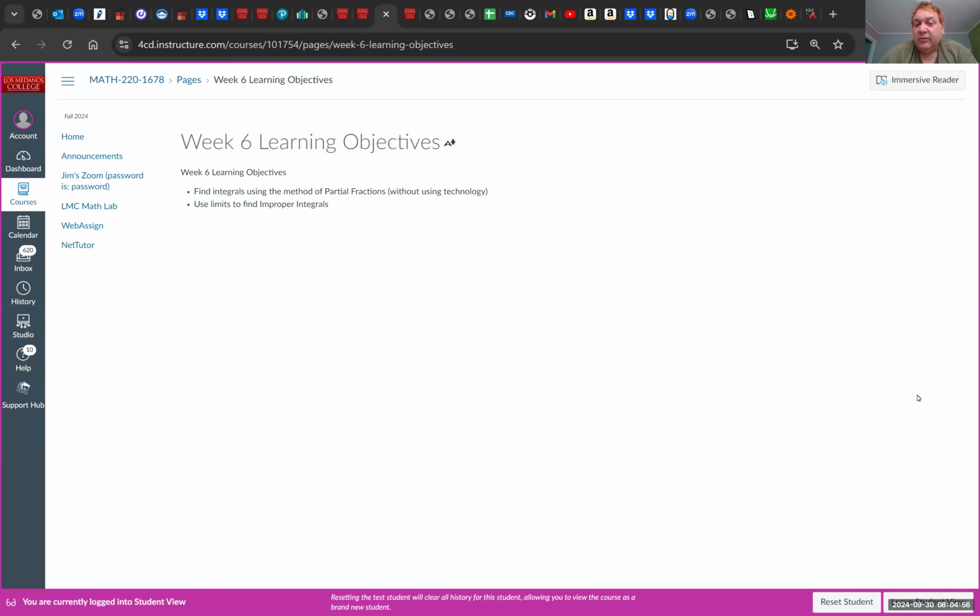This week we have two learning objectives. The first is to find integrals using the method of partial fractions, and that's to be done without using technology. And the second is to use limits to find improper integrals.